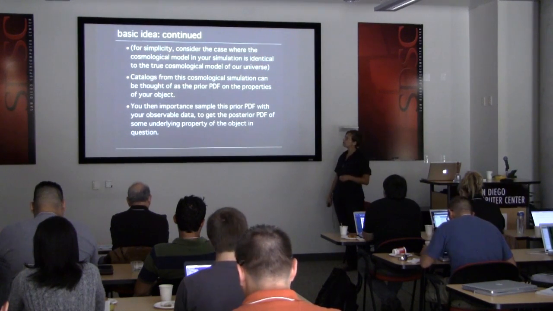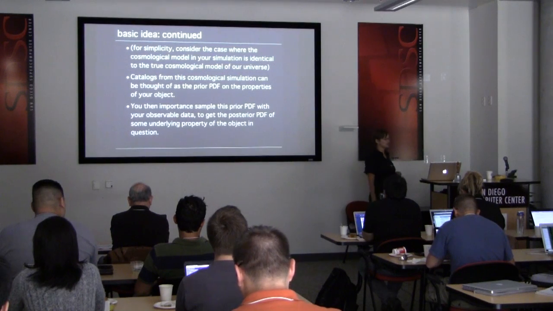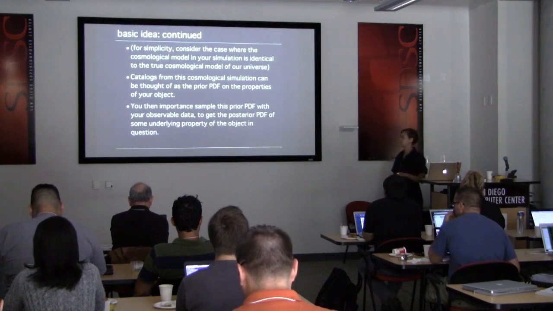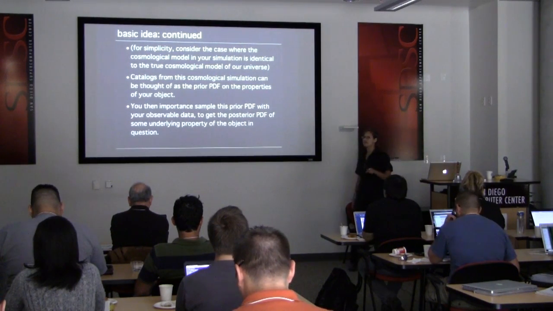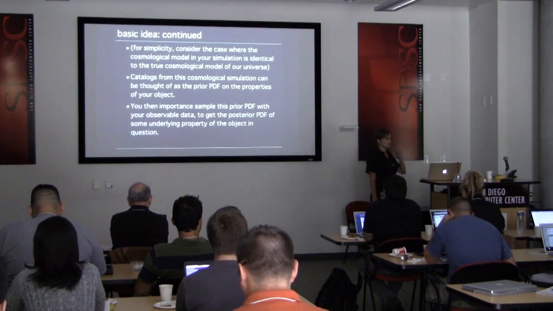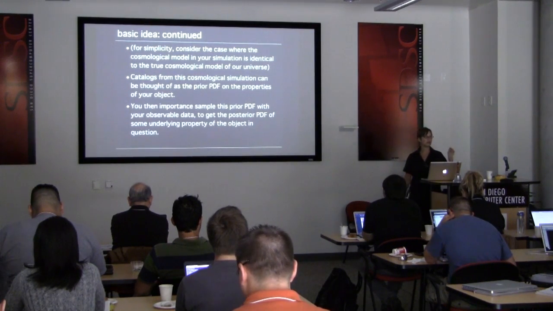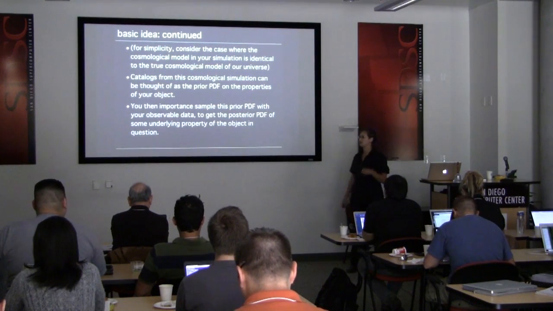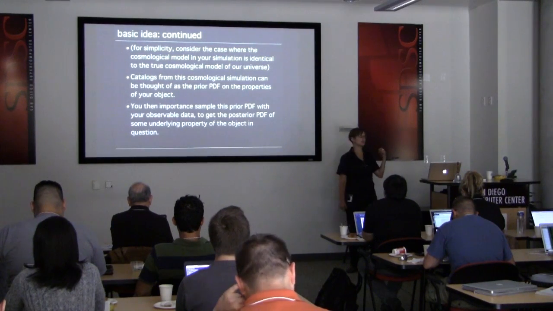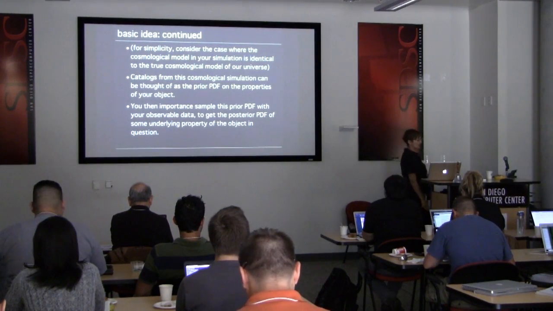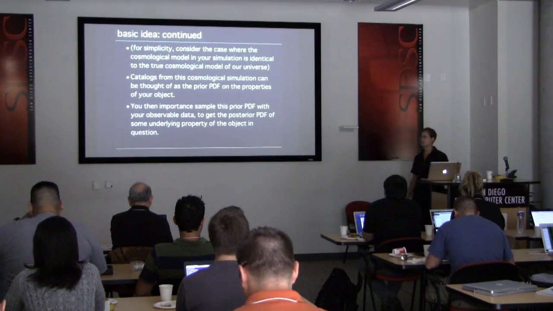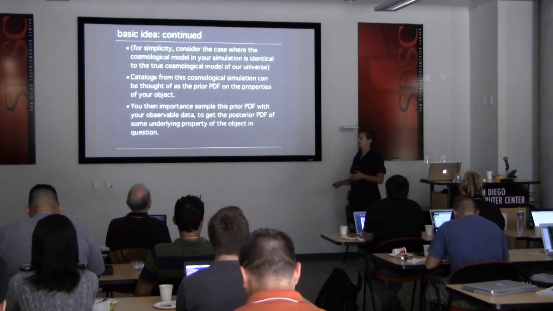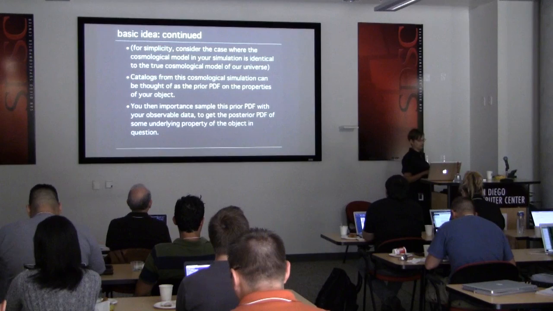Then catalogs from this cosmological simulation can be thought of as the prior PDF on the properties of your object. The idea is you take all of those samples from the cosmological simulations and sample this prior PDF with your observable data. It's like weighting every object in your catalog with the likelihood that it matches the observational data, to get the posterior PDF of some underlying property of the object in question.